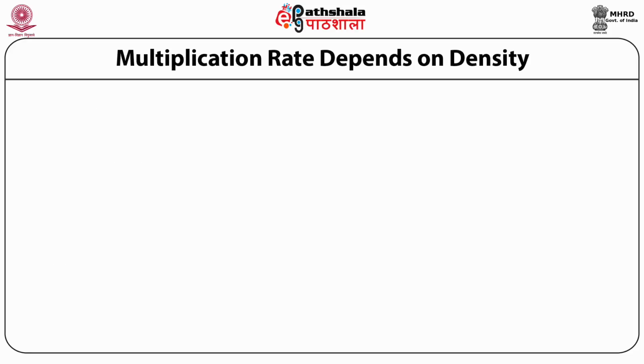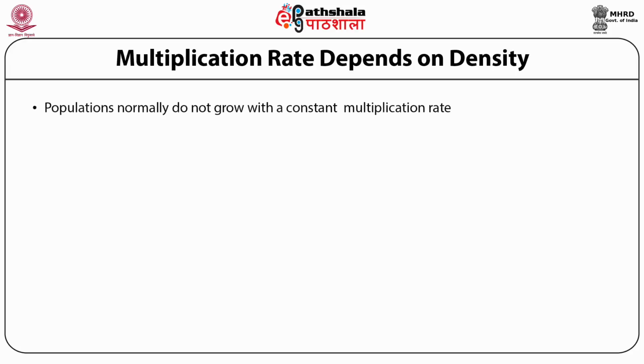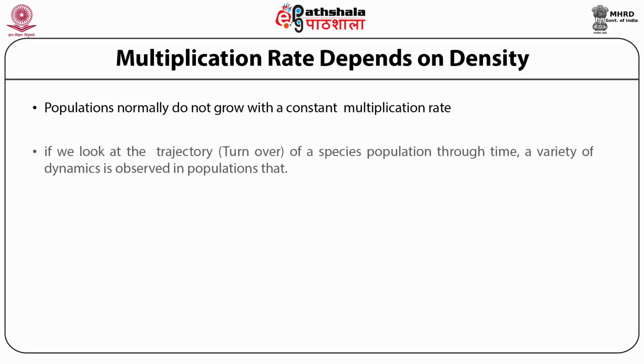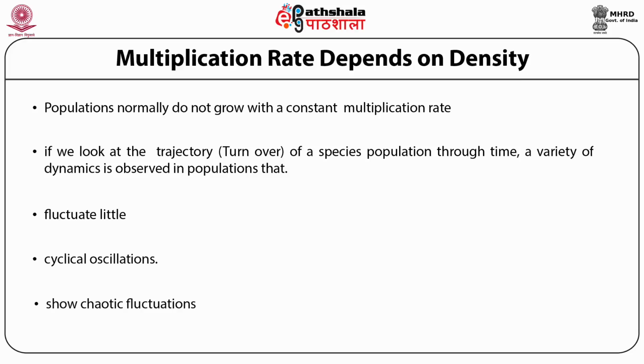Thus, we can conclude from this example that, 1. The populations normally do not grow with a constant multiplication rate. 2. If we look at the trajectories or the turnover of a species population through time, a variety of dynamics is observed in the population. That is, 1. Very little fluctuations, 2. Cyclical oscillations, and 3. Chaotic fluctuations.